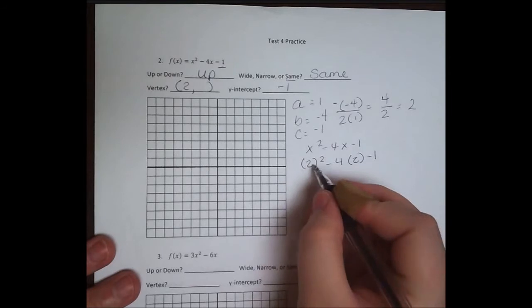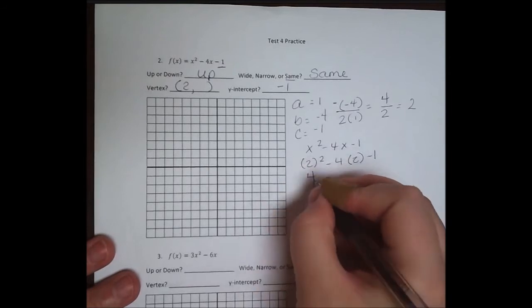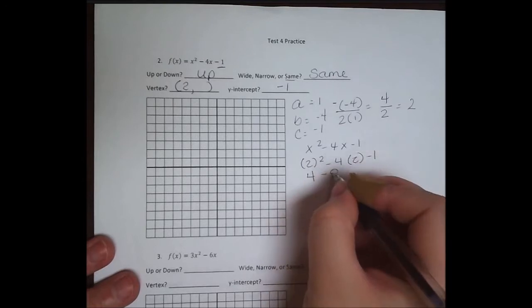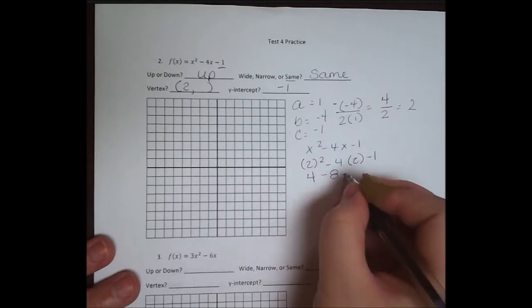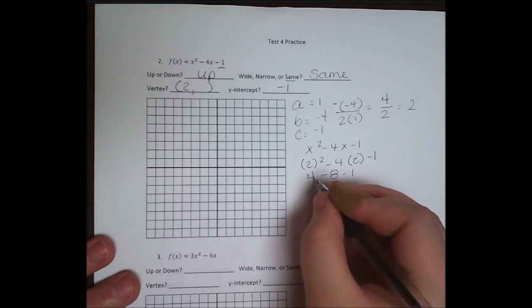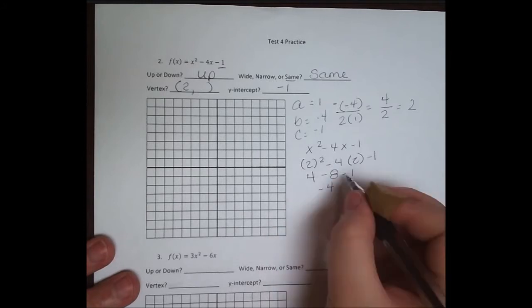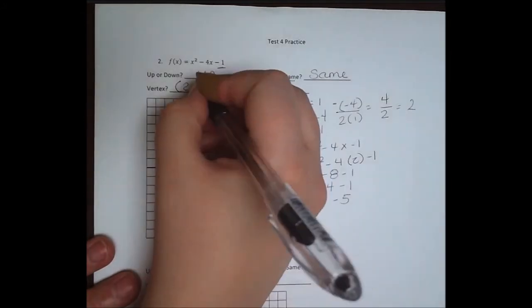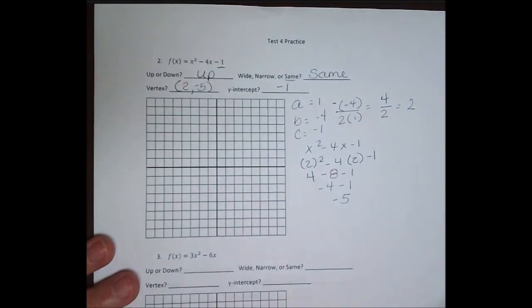So 2 squared is 4. -4 times 2, it's -8. And then bring the -1 down. So 4 minus 8 is -4, minus 1 is -5. So your vertex for this problem is 2, -5.